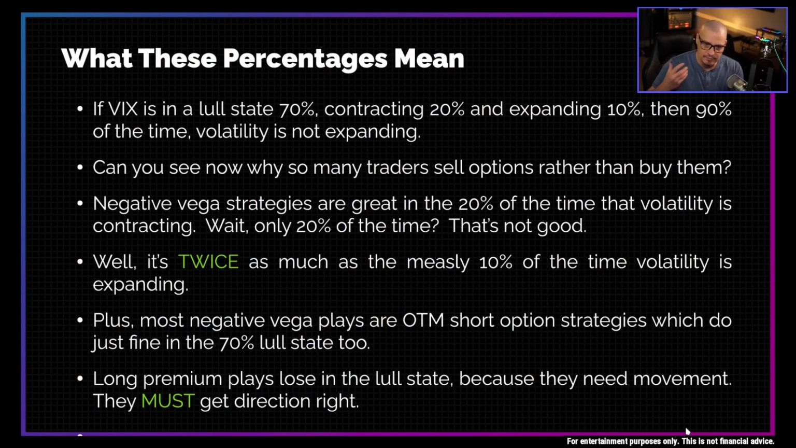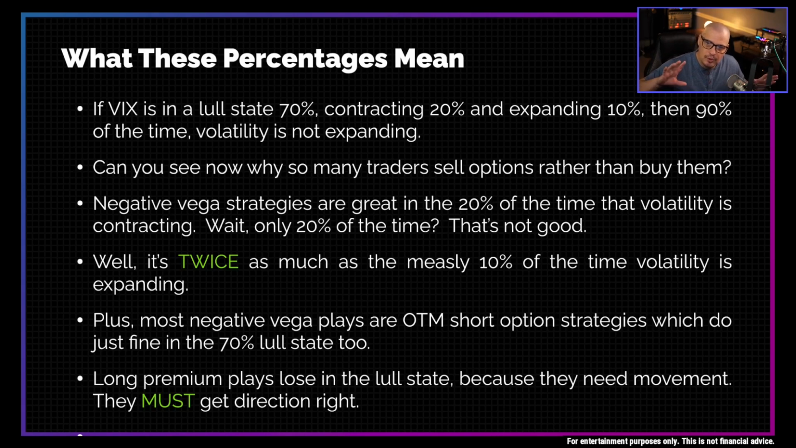Short option strategies are negative Vega strategies, right? And these negative Vega strategies, they're great in that 20% of the time that the volatility is contracting. Now, wait. 20% of the time, you might say, hey, that's not very good. And that's true. Only 20% of the time volatility is contracting. So your negative Vega strategies, 80% of the time, you may think, well, that's not really working. Yeah, but what are your positive Vega strategies doing? They're only working 10% of the time, right? Remember, volatility is only expanding 10% of the time, so it's contracting only 20% of the time, but that's still twice as much as that measly 10% of the time that vol is expanding.